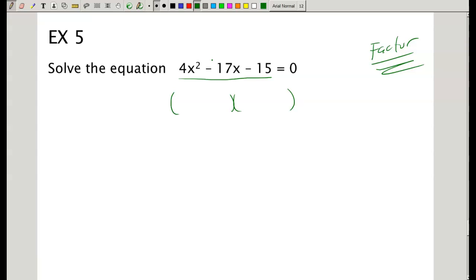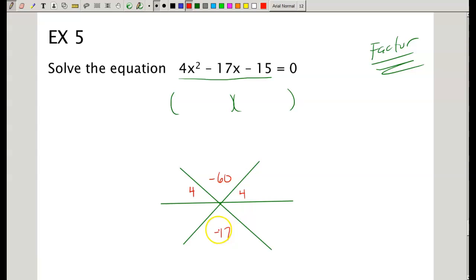We're going to do the exact same thing we've been doing for the last 2 or 3 days. Factor that trinomial. You can do the snowflake method. Try that again. My A value is 4. My A times C value is going to be negative 60. And my B value is negative 17. I want to think about what multiplies up to negative 60 and adds up to negative 17.